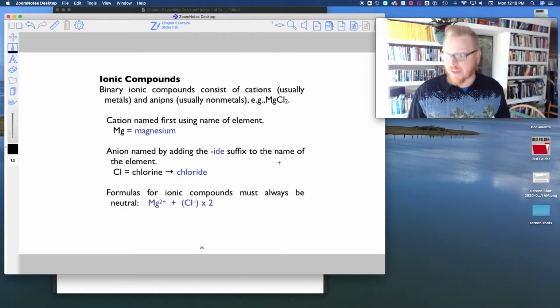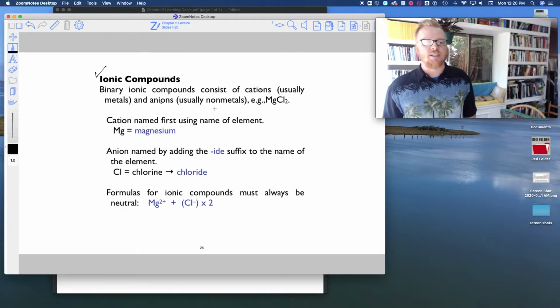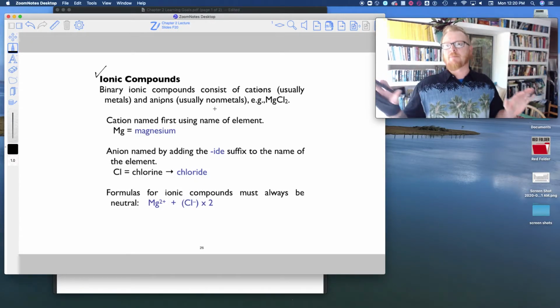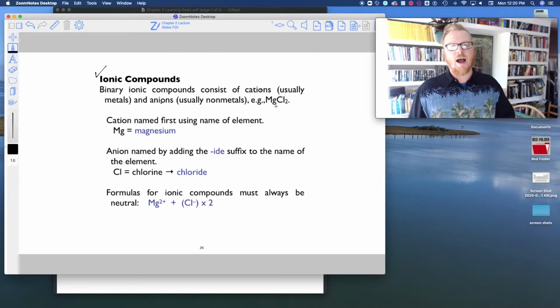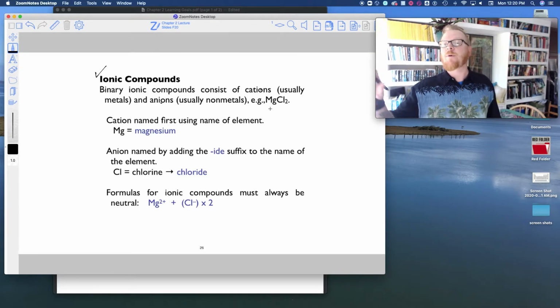So that was covalent compounds. Here comes ionic compounds. Binary ionic compounds consist of a cation, which is usually a metal, and an anion, usually a nonmetal. Remember, we talked about that in the previous lecture. Ionic compounds are metals and nonmetals, or in other words, the leftmost side of the periodic table combined with the rightmost side of the periodic table.